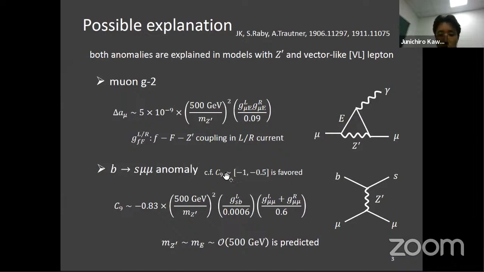Here I didn't show the definition of C9, but this is a Wilson coefficient of this four-Fermi operator. The experimentally favored value is roughly in the range of -1 to -0.5. This range of values can be explained again if the Z' is at 500 GeV and the coupling has these sizes. So in this type of model, we can explain both anomalies simultaneously pretty easily. If the masses of these new particles are of order 500 GeV, this mass range is of course a very good target at the LHC. So we would like to find some signal at the LHC, and that's the main topic of this talk.